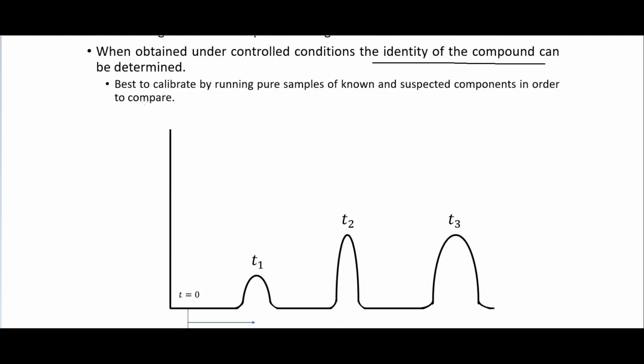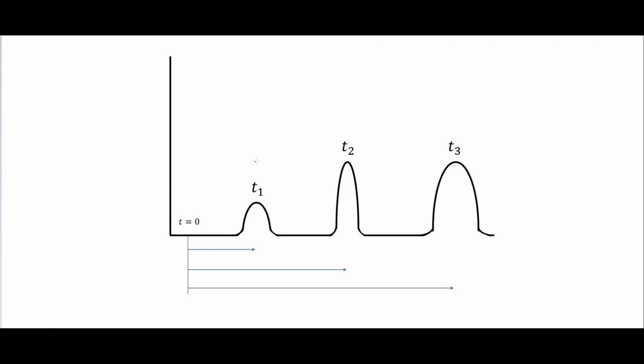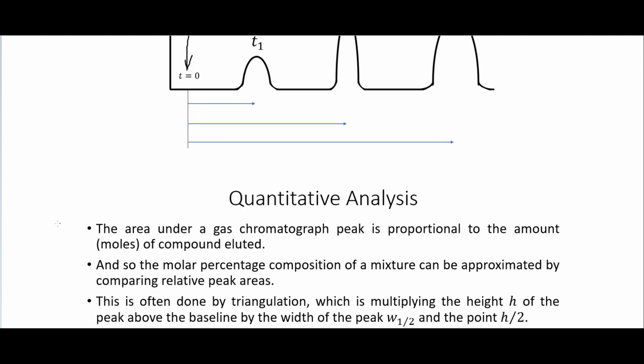But to do this, you'll want to calibrate by running a pure sample of a known compound along with your suspected components, or at a different time than the suspected components, but under the same conditions in order to compare them. And so again, we get our retention times here. This would be the retention time T1, T2, T3, and this right here would be when you actually put it onto the gas chromatography column.